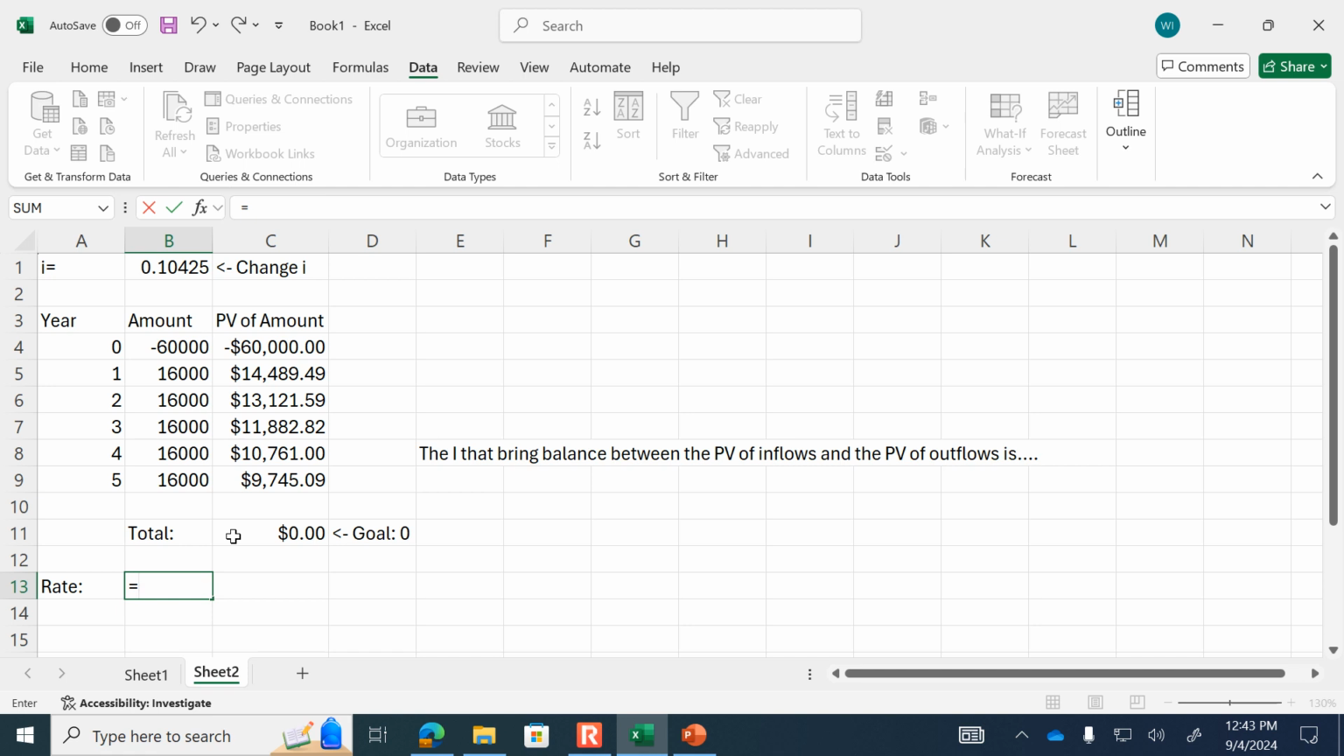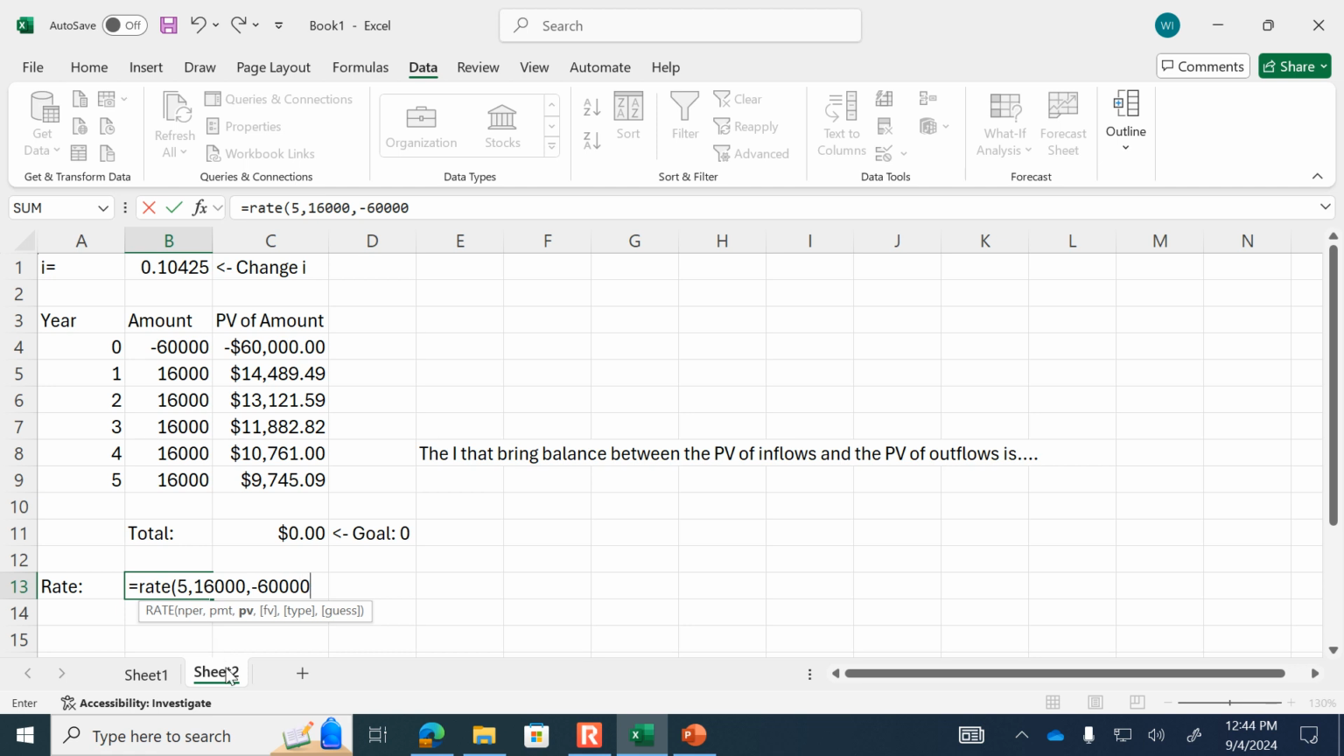Equals rate, and you put in parentheses, okay, and it wants to know NPER, so the number of periods. There were 5 periods. 5. Okay, what is the recurring payment, PMT? It wants to know the amount of the annual series. So it was 16,000. And then what's the present value? The present value was negative 60,000.